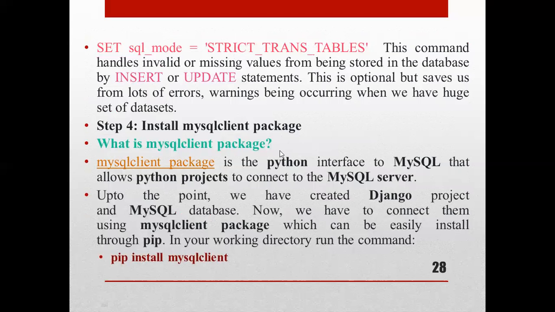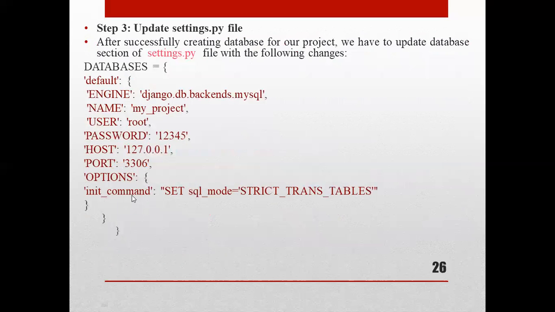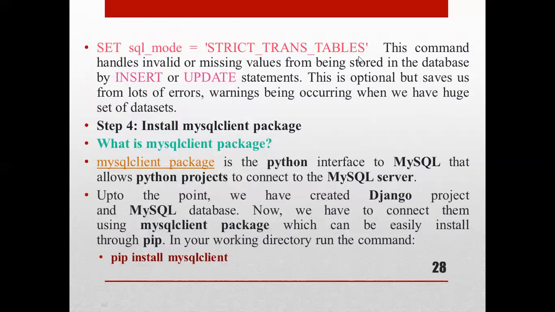Then we have to set the SQL mode here. We set the initialization command, like SQL mode STRICT_TRANS_TABLES. This command prevents invalid or missing values from being stored in the database by insert or update statements. This is optional, but it can save us from lots of errors and warnings when we have a huge set of data. So at that time we can use the SQL mode for storing data into the database by insert or update statements.